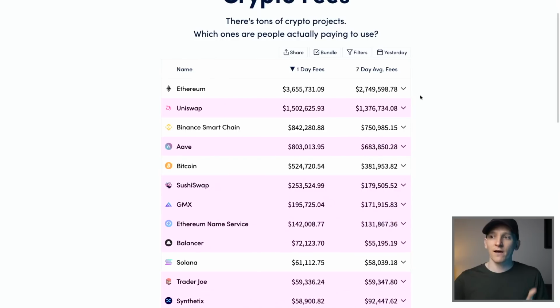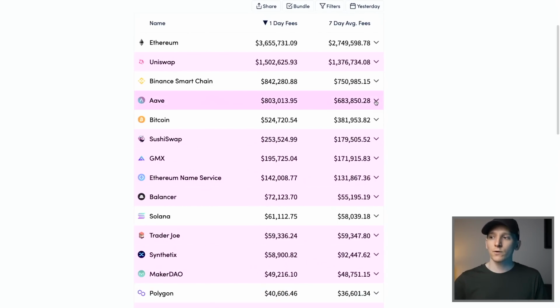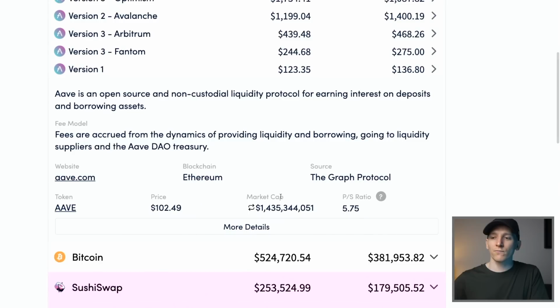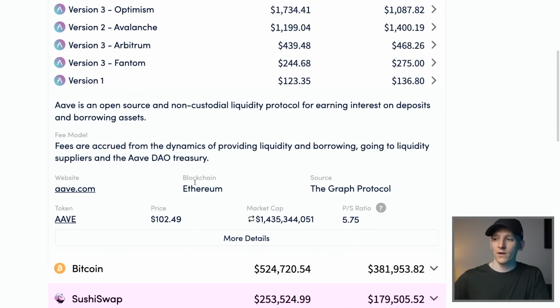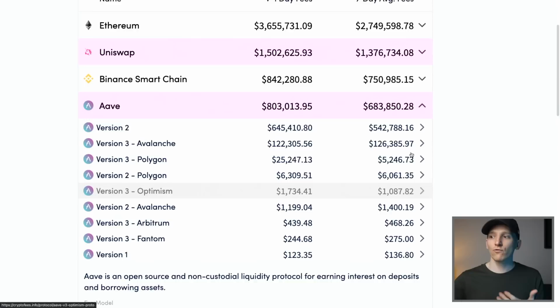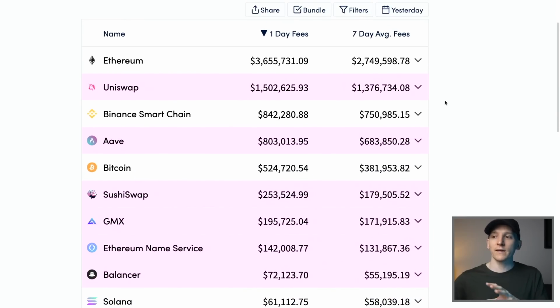Now you can just see every single protocol and what they make. You can also expand right here and see all of the different versions. So Aave has a lot of different versions and networks that it's used on. So you can see which networks actually make the most money and are the most popular. Then you've got some really simple data here as well in terms of the market cap, which is the total valuation of the protocol, and how much the market cap is in comparison to the sales that it makes. Really good fundamental data in a very easy to understand way.